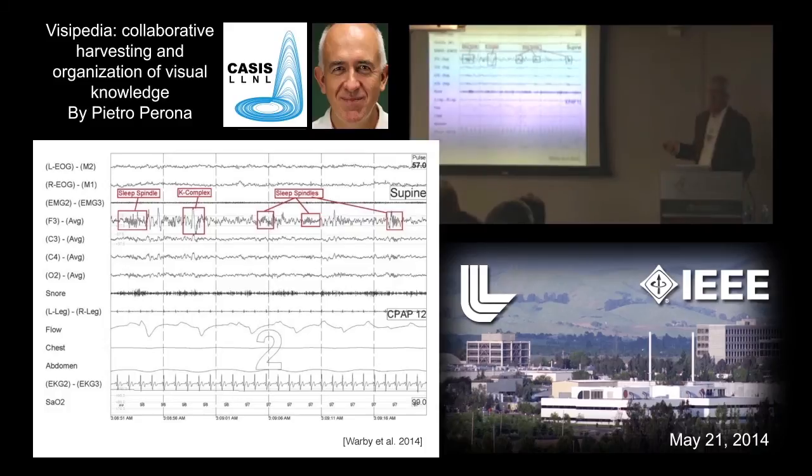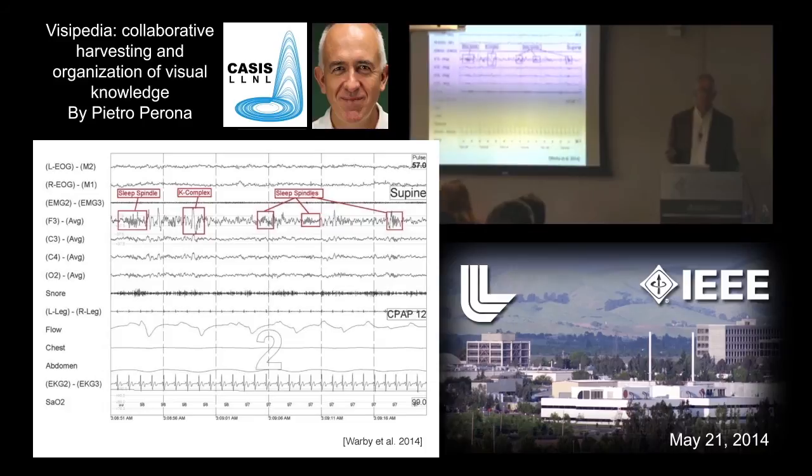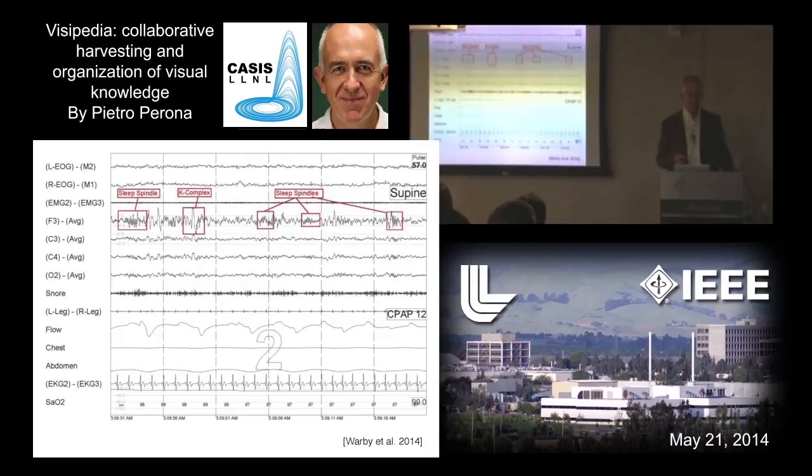And the next morning, the doctors have 8 hours worth of traces, and they want to find out, for example, sleep spindles. These are rhythmic oscillations that last 1 to 2 seconds. How many were there in phase 2 sleep? This is a very important diagnostic. And then there are K-complexes and other phenomena that they want to find out.